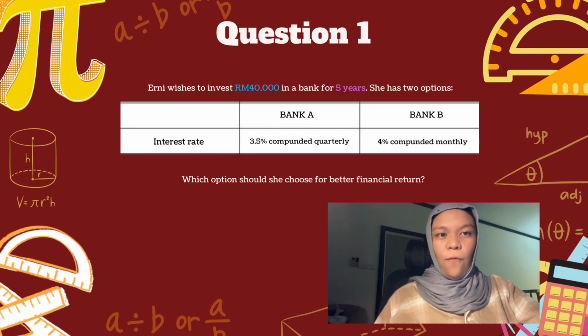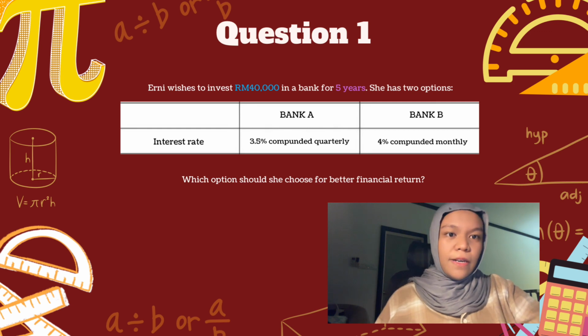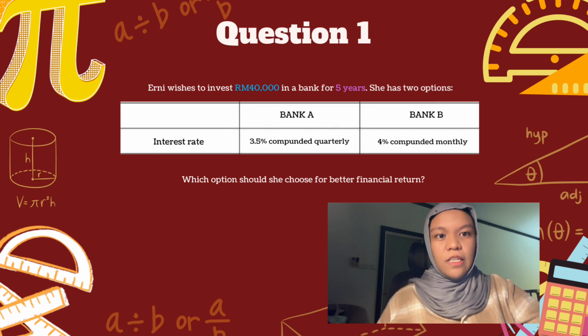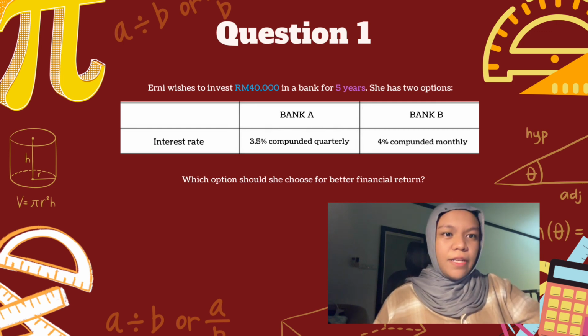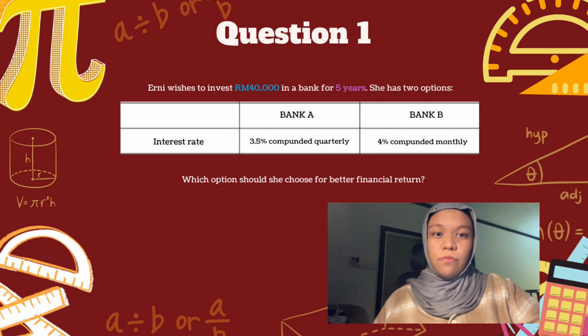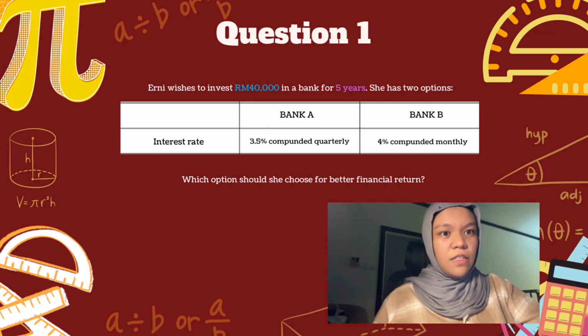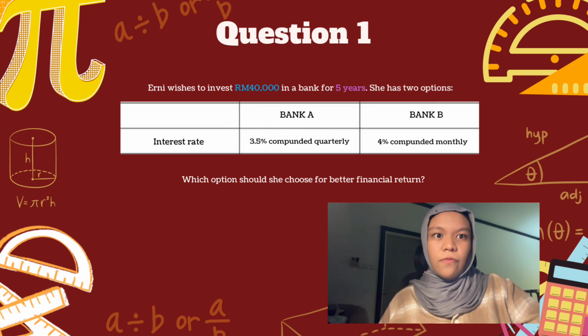40,000 in the bank for 5 years. She has two options. Bank A gives her 3.5% compounded quarterly. Meanwhile, Bank B gives her 4% compounded monthly. Which option should she choose for better financial return?